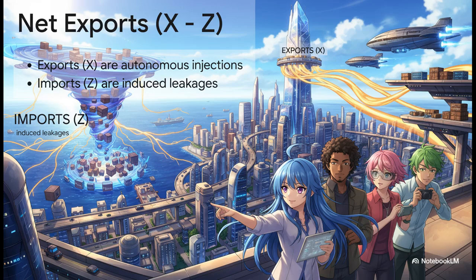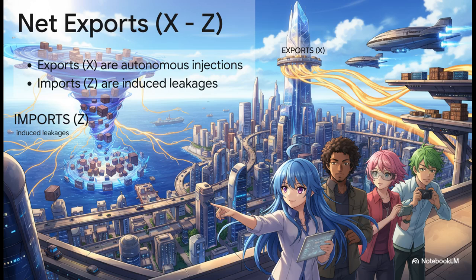Exports act as another autonomous fuel injection, simply because they're determined by global competitiveness and exchange rates, not by our own domestic income. Imports, however, act as a leakage. They drain money away to other countries, and crucially, they are induced. The higher our national income is, the more foreign goods we can afford to buy.